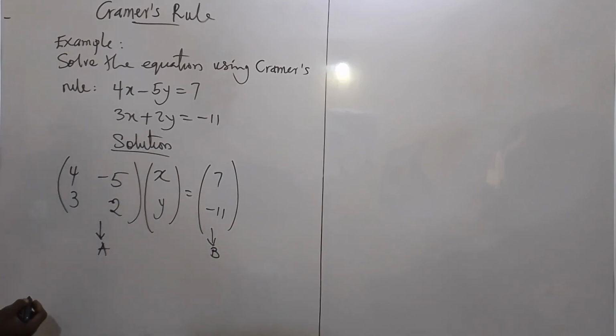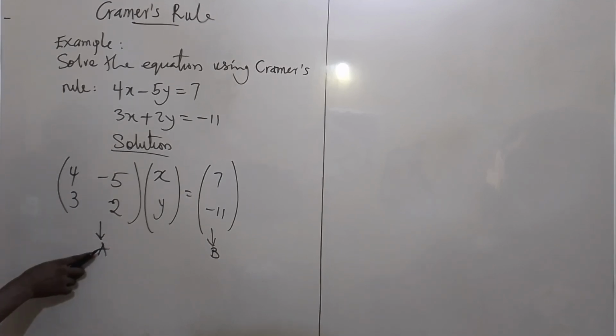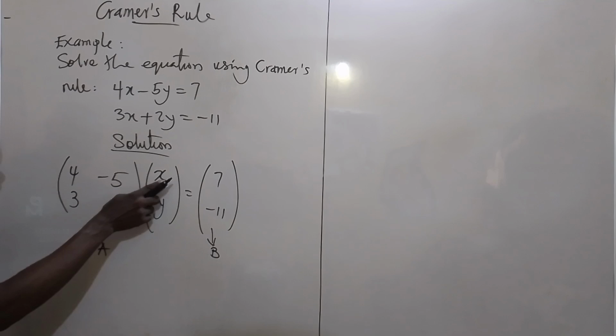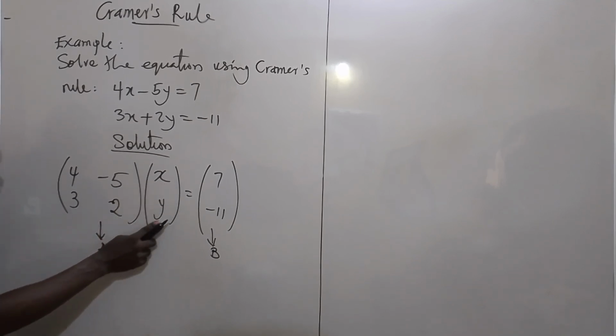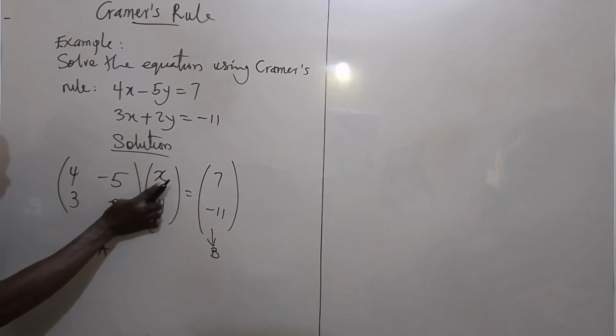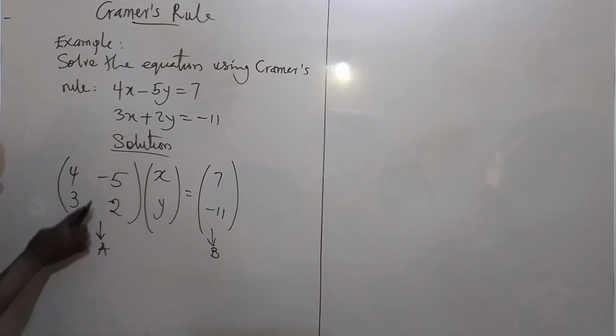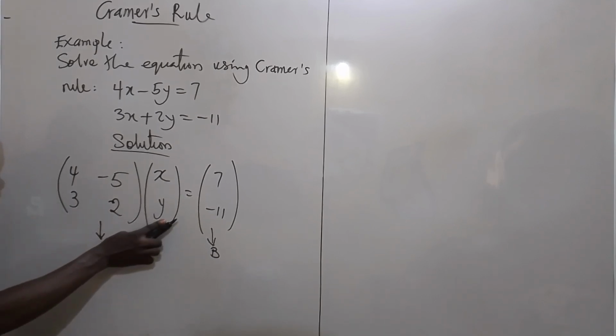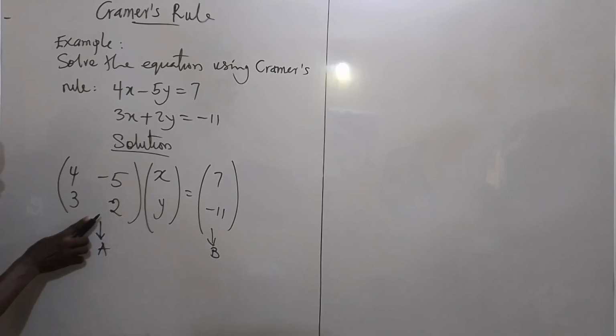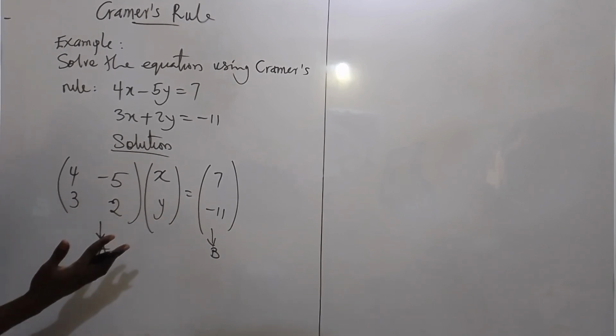So how then do we do this? We need to find the determinant of matrix A. Once we know the determinant of matrix A, we find the determinant corresponding to x. Once we have done that, we also find the determinant corresponding to y. The determinant corresponding to x, we divide it by the determinant of this matrix of coefficients. The determinant corresponding to y will be divided by the determinant of this matrix of coefficients, and that'll be all.